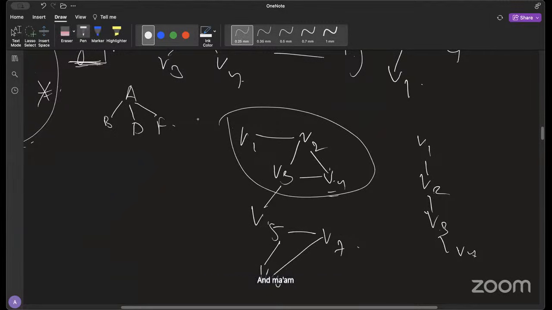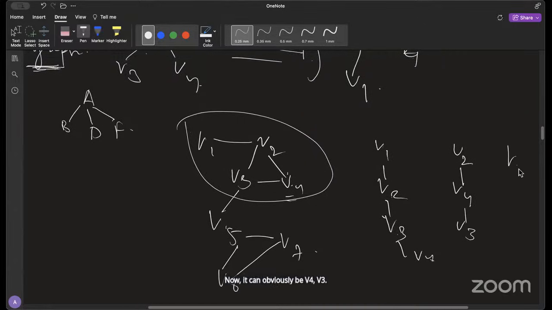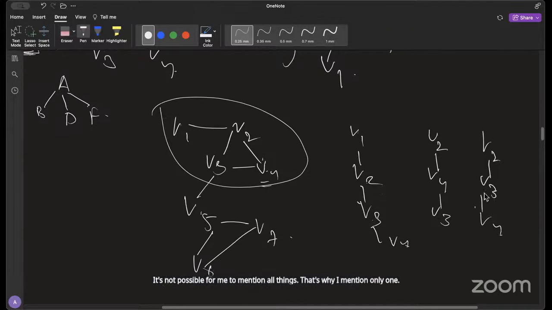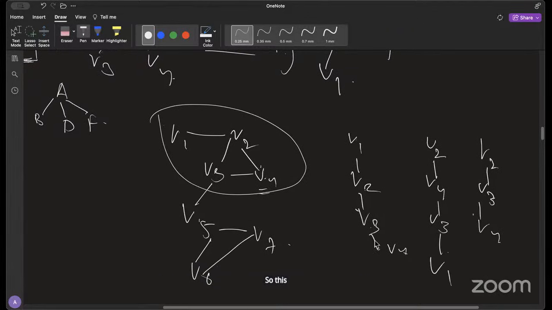Okay. If you would have started from V3, then too it would be the same. If you start from V2, it can obviously be V4, V3, and you can also take V2, V3, V4. It's not possible for me to mention all things. That's why I mention only one. So this, and then V1. No, we don't have a direct edge from V2 to V4, right? Just 1 second.